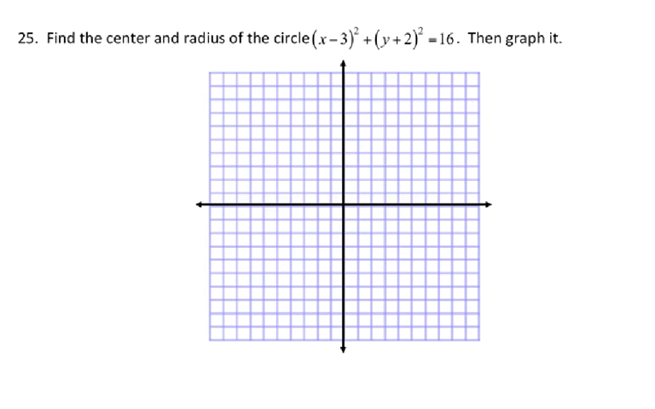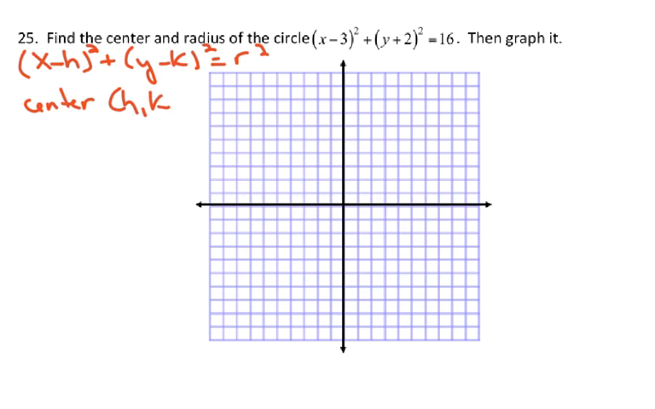Number 25, find the center and radius of the circle (x - 3)² + (y + 2)² = 16, and then graph it. The general equation for a circle in factored form is (x - h)² + (y - k)² = r², where the center is at (h, k), and r is the radius. So, to find the center, if you can just look at the equation and tell me the answer is (3, -2), that's great.